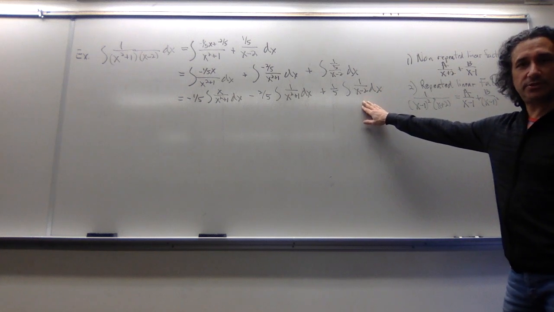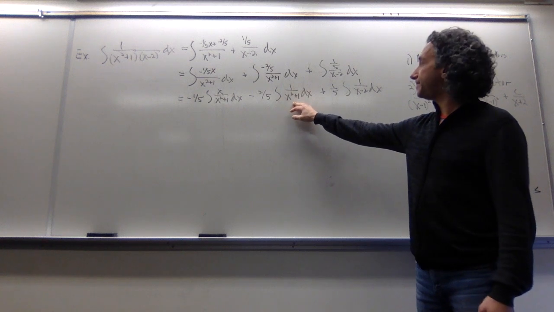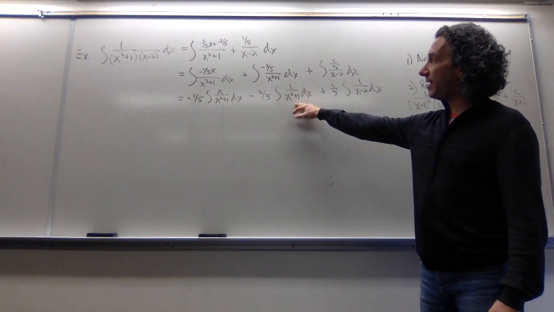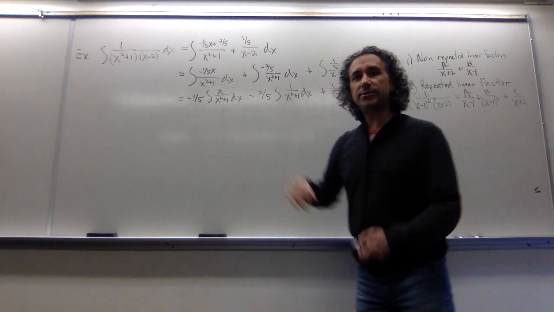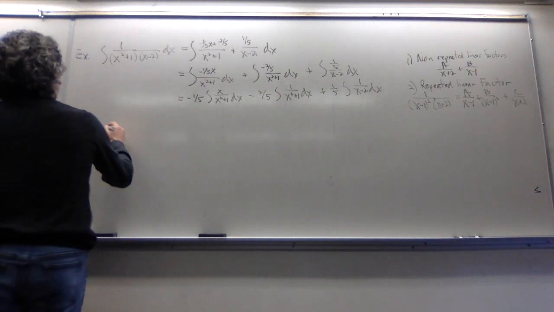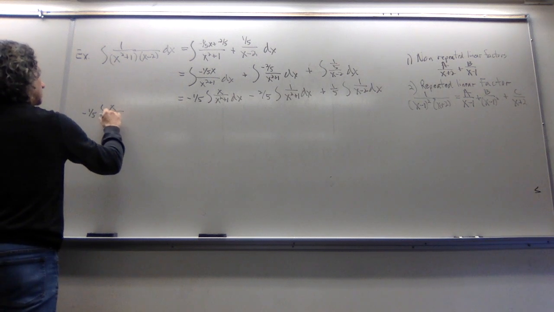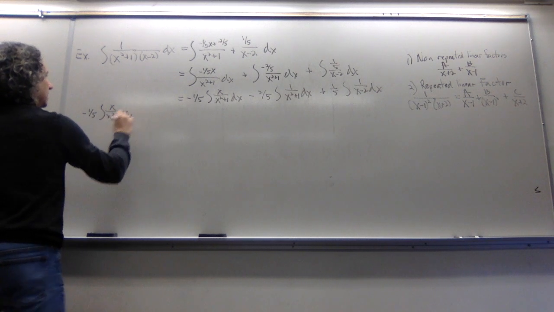This is just a u substitution. This guy is just arctangent. That's a basic formula. And this guy is also a u substitution. So let me take care of each of the pieces. So we have minus 1/5 integral of x over x squared plus 1 dx.